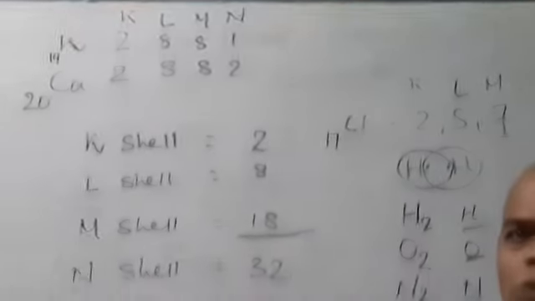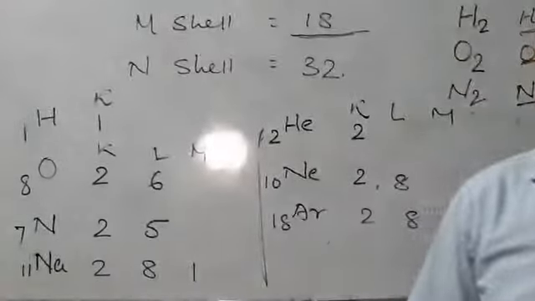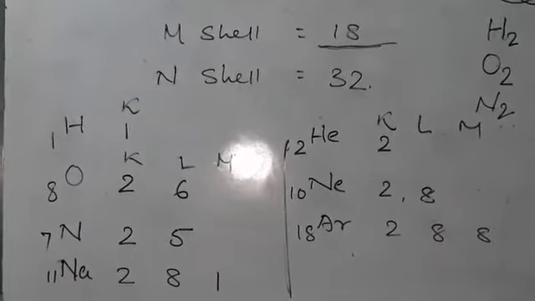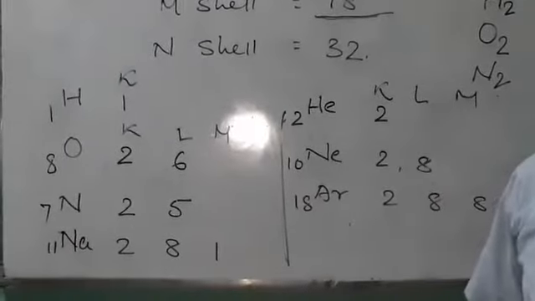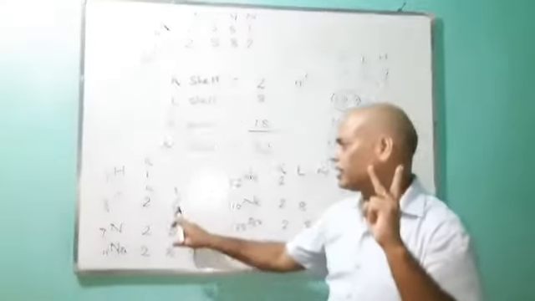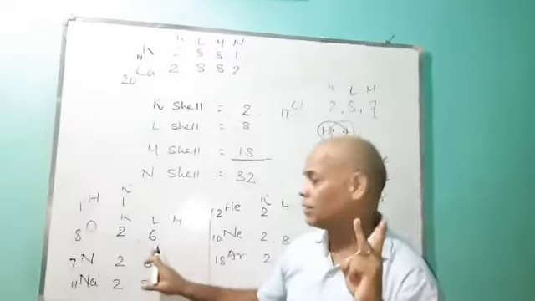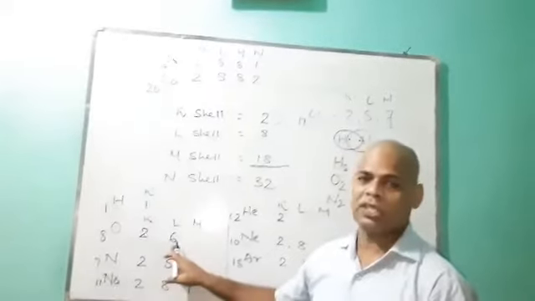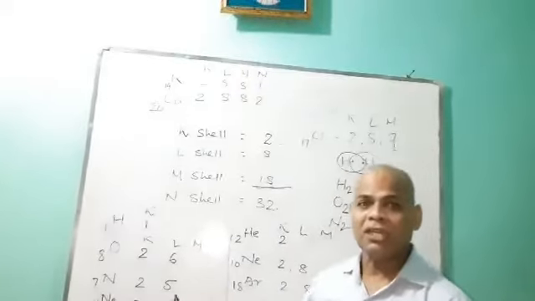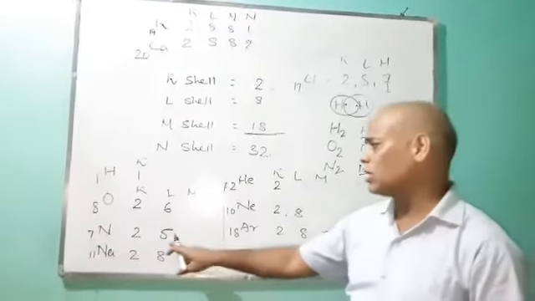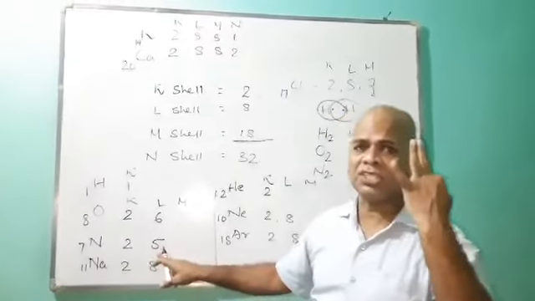Oxygen has 6 electrons in its outermost shell. Oxygen needs 2 more electrons in order to achieve the electronic configuration of neon. So oxygen has valency minus 2, or 2, that is 8 minus 6, because oxygen prefers to gain electrons rather than lose 6 electrons. Similarly, nitrogen cannot lose 5 electrons, rather it prefers to gain 3 electrons. So 8 minus 5, valency is 3.